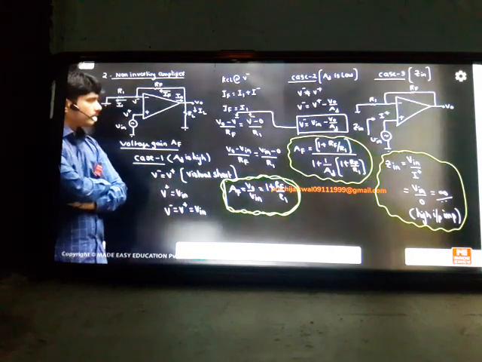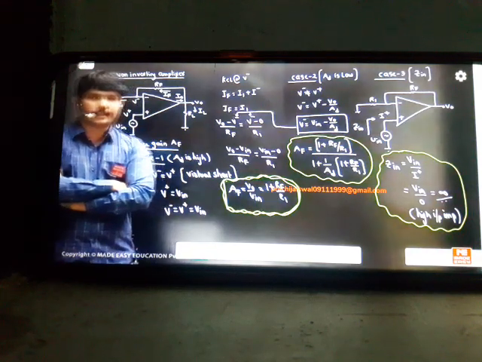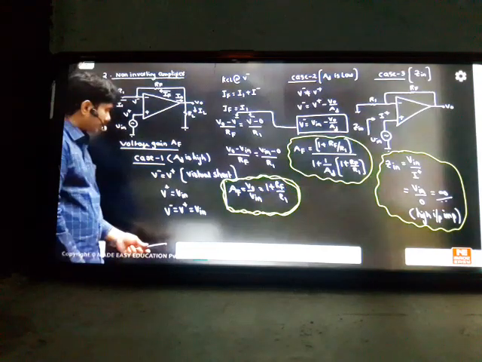So I completed my two concepts. Let us go for two more derivations. One is a phase shifter and one more is the voltage follower, which is my next analysis. Complete these two. Complete the second derivation.